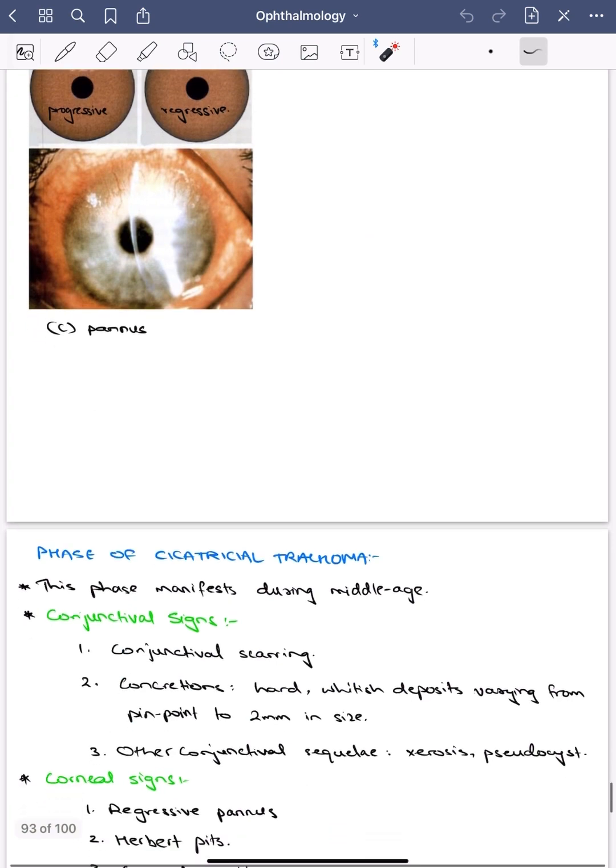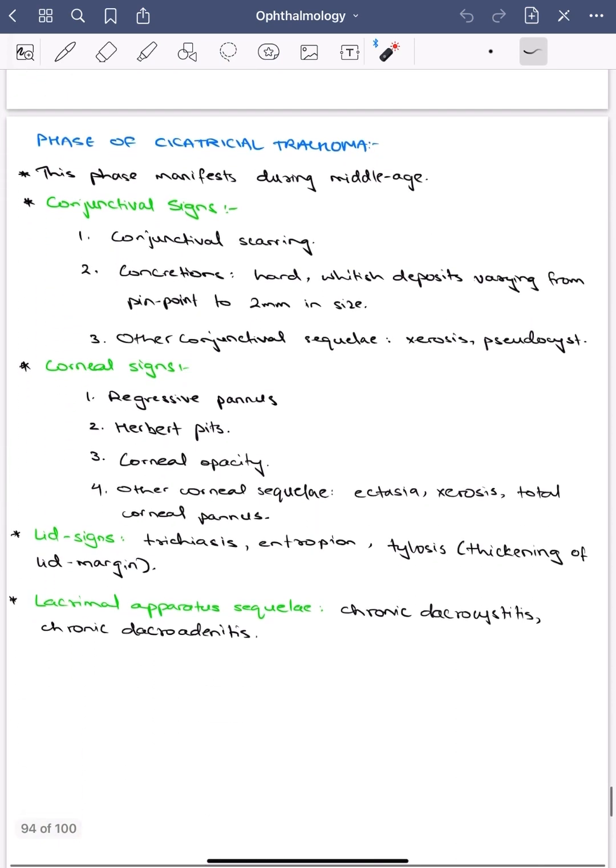The next is the phase of cicatricial trachoma. Okay, cicatricial referring to healing. Now this stage manifests during middle age. Again it has conjunctival signs and corneal signs. Along with this there are lid signs and lacrimal apparatus sequelae. Now the conjunctival signs, remember, it is the phase of healing. So whatever signs we have in the active trachoma, the healed versions of those signs are seen in cicatricial trachoma.